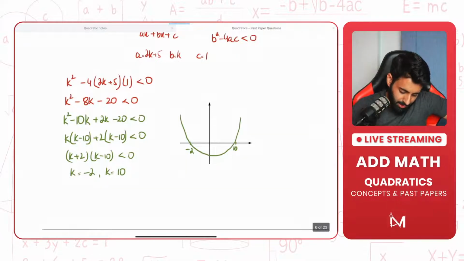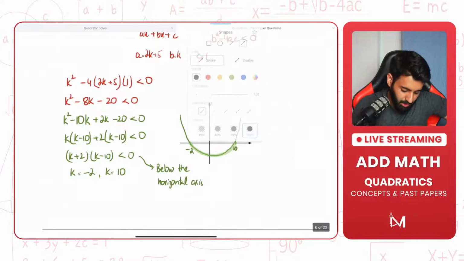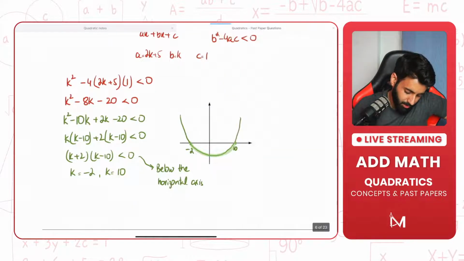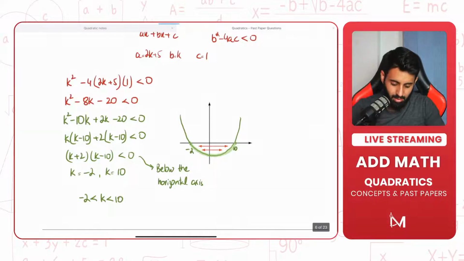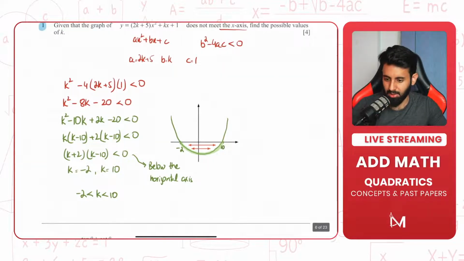Now, since it's less than 0, that means we want the range where this curve is below the horizontal axis. Now, what is the range of k where this curve is below the horizontal axis? You can see it's in between minus 2 and 10. So k is greater than minus 2 and k is less than 10. And there you go. That's the answer.